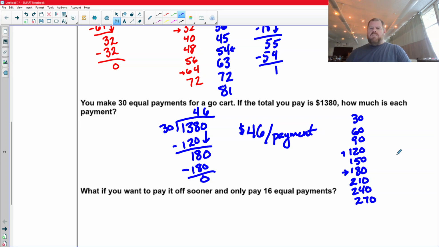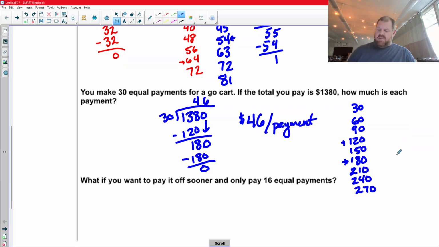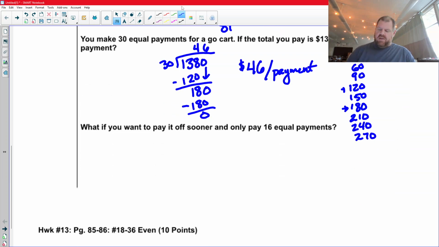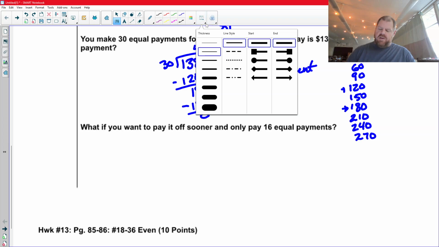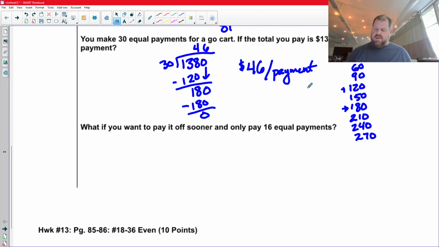It will add up to $1,380, but it's maybe a more manageable payment. Obviously, sometimes this happens in the real world, and there's another aspect that I'm not really addressing, and that would be an interest rate. Okay? Trying to avoid that if we can.